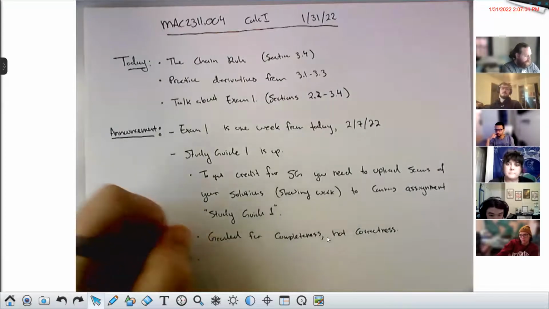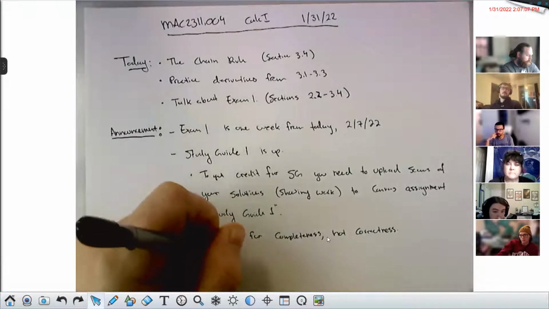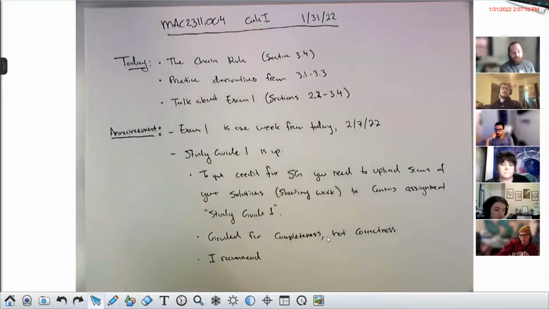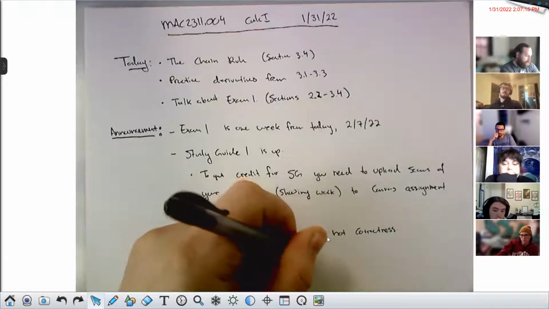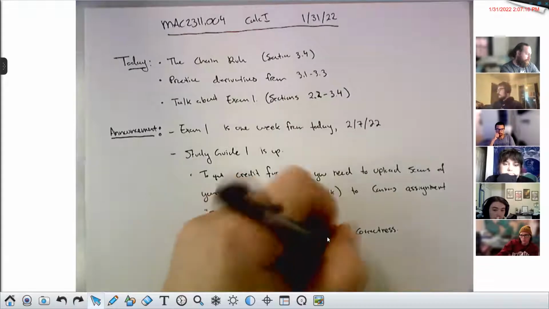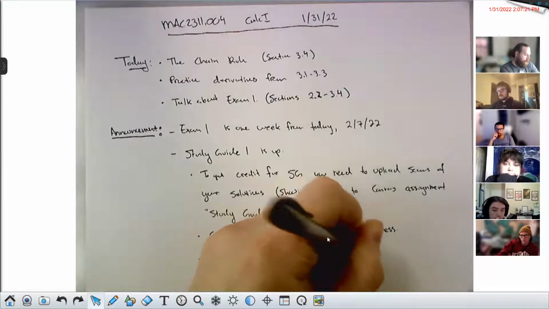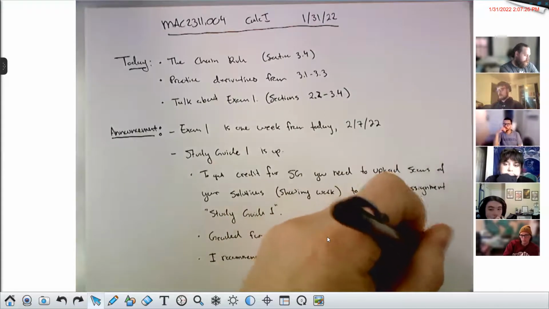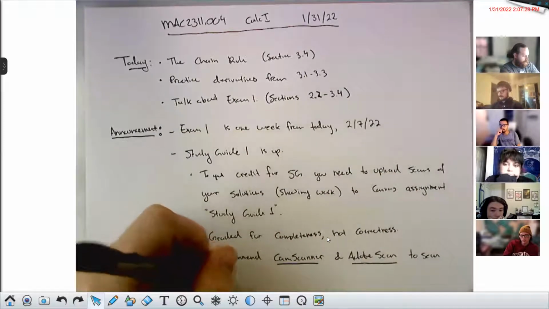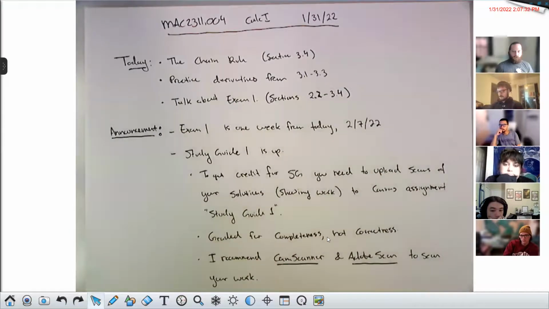To scan, if you have a physical scanner, that's awesome. But the apps that I've used with success are Cam Scanner and Adobe Scan. You will need to use a similar tool on the day of the test, because I do give partial credit. A lot of the test questions are free response questions. You'll need to scan and upload your written work for the exam as well.